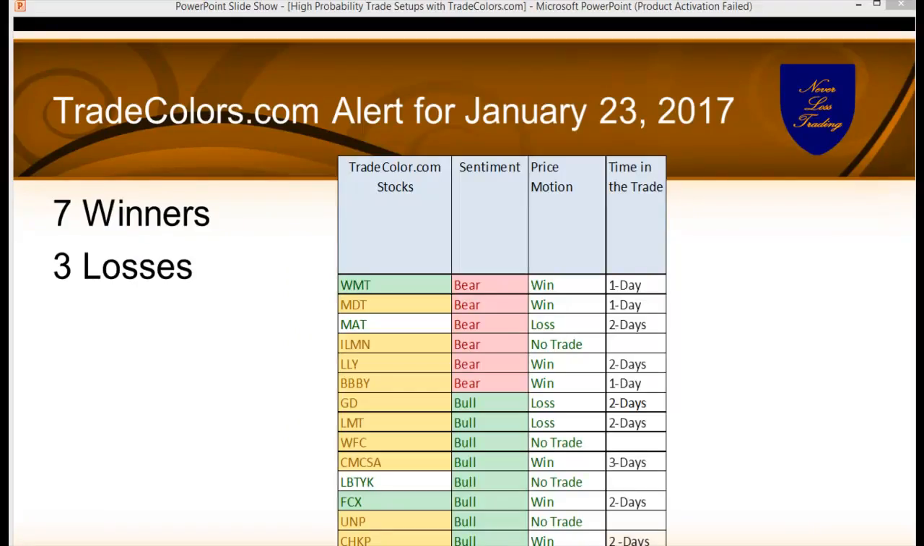Here we're taking the alert for TradeColors.com on January 23. That was a Monday, so over the weekend you could prepare for your trade entries on Monday morning, and from those trades a couple got ticked in, yes, 10 in total, and produced 7 winners and 3 losses.